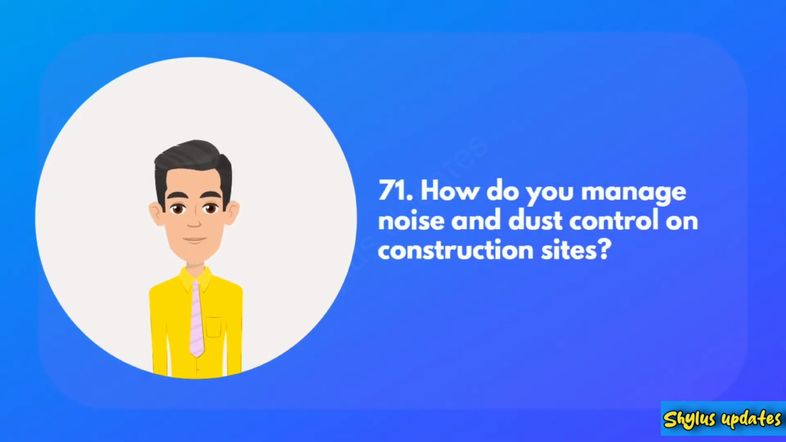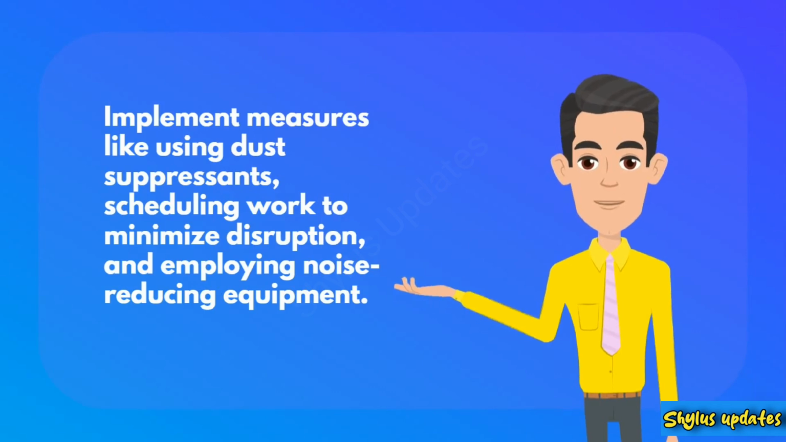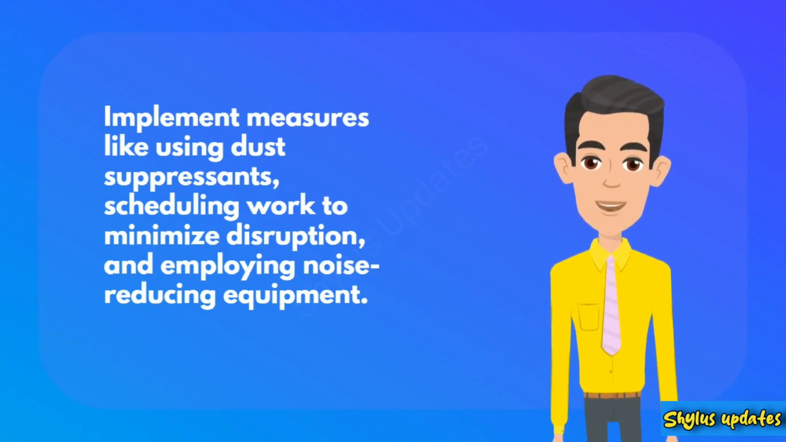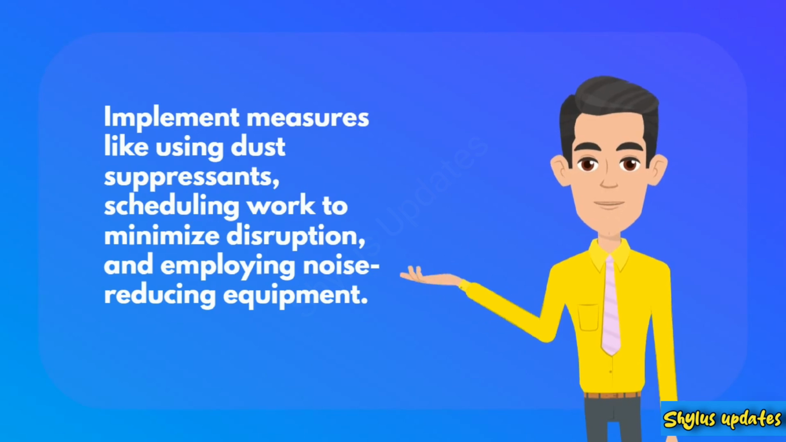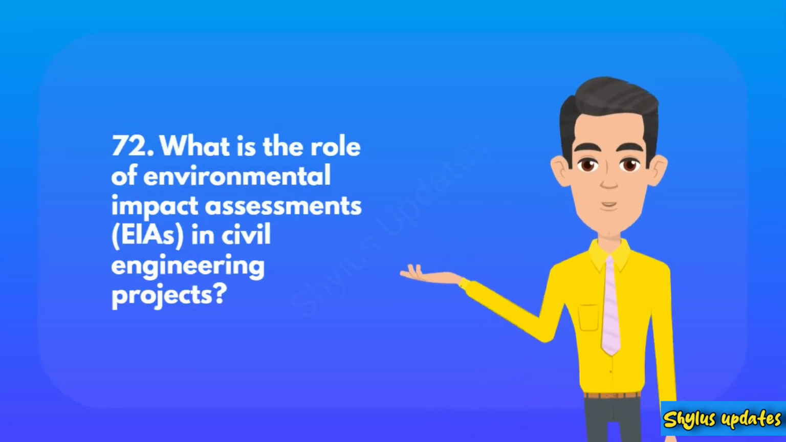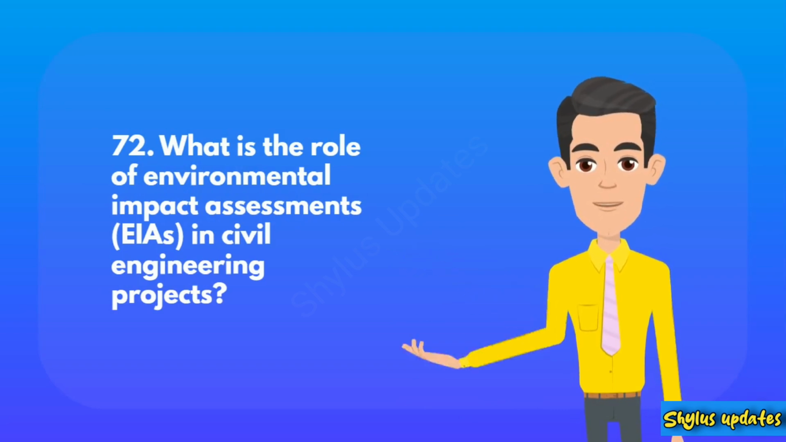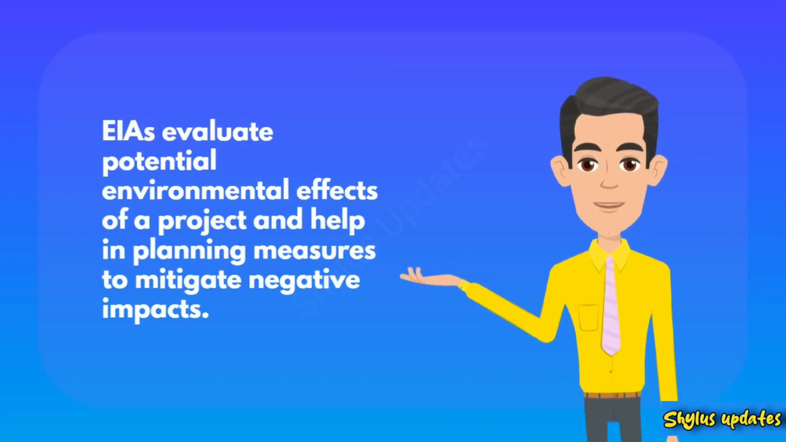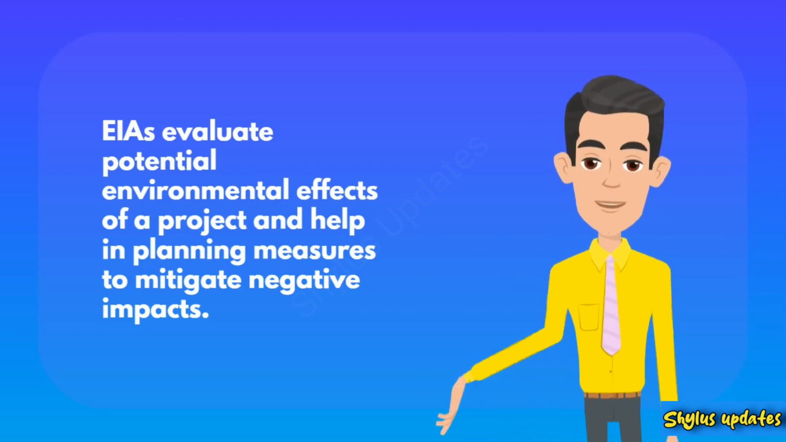71. How do you manage noise and dust control on construction sites? Implement measures like using dust suppressants, scheduling work to minimize disruption, and employing noise-reducing equipment. 72. What is the role of environmental impact assessments, EIAs, in civil engineering projects? EIAs evaluate potential environmental effects of a project and help in planning measures to mitigate negative impacts.